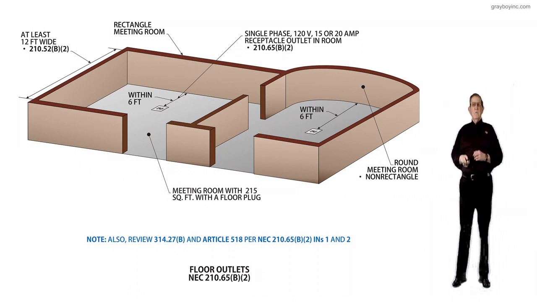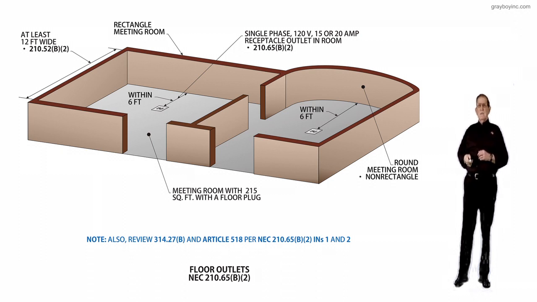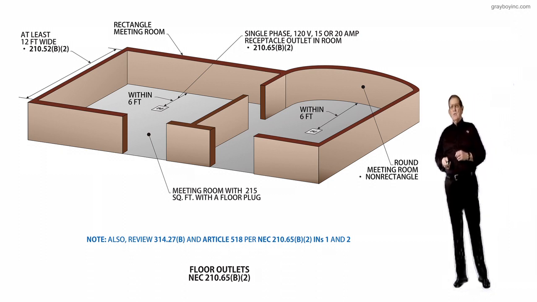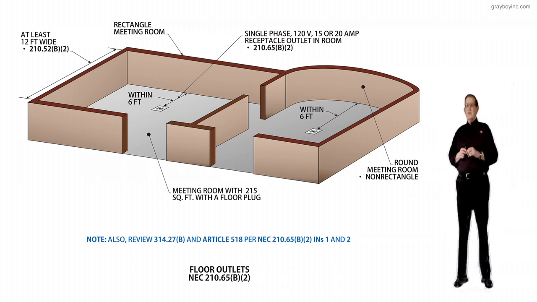The 6 foot from the wall rule is to allow for emergency egress without having to cross over flexible cords and things of that nature.